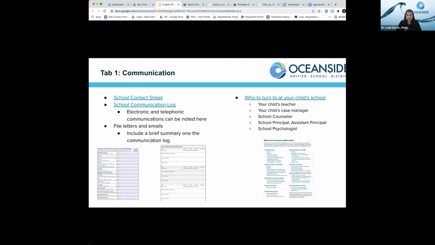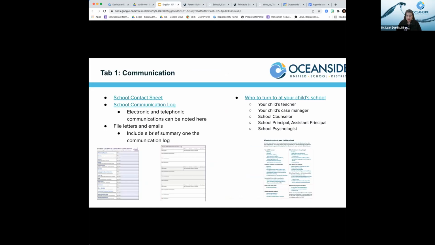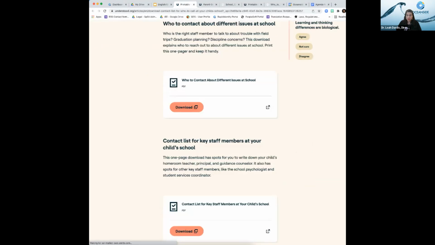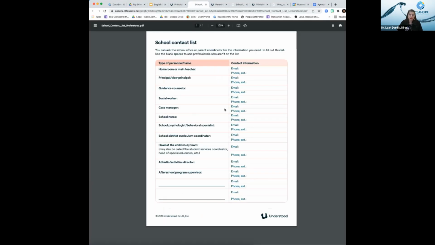And then the last one is who to turn to at your school. I had that one already, so I turned to the school contact sheet. This is the one I was meant to show you first, the school contact sheet. This is where you can write down your child's homeroom or main teacher, their email, their phone and extension, and all the phones, extensions, and emails of the people that are really important to help support your child.